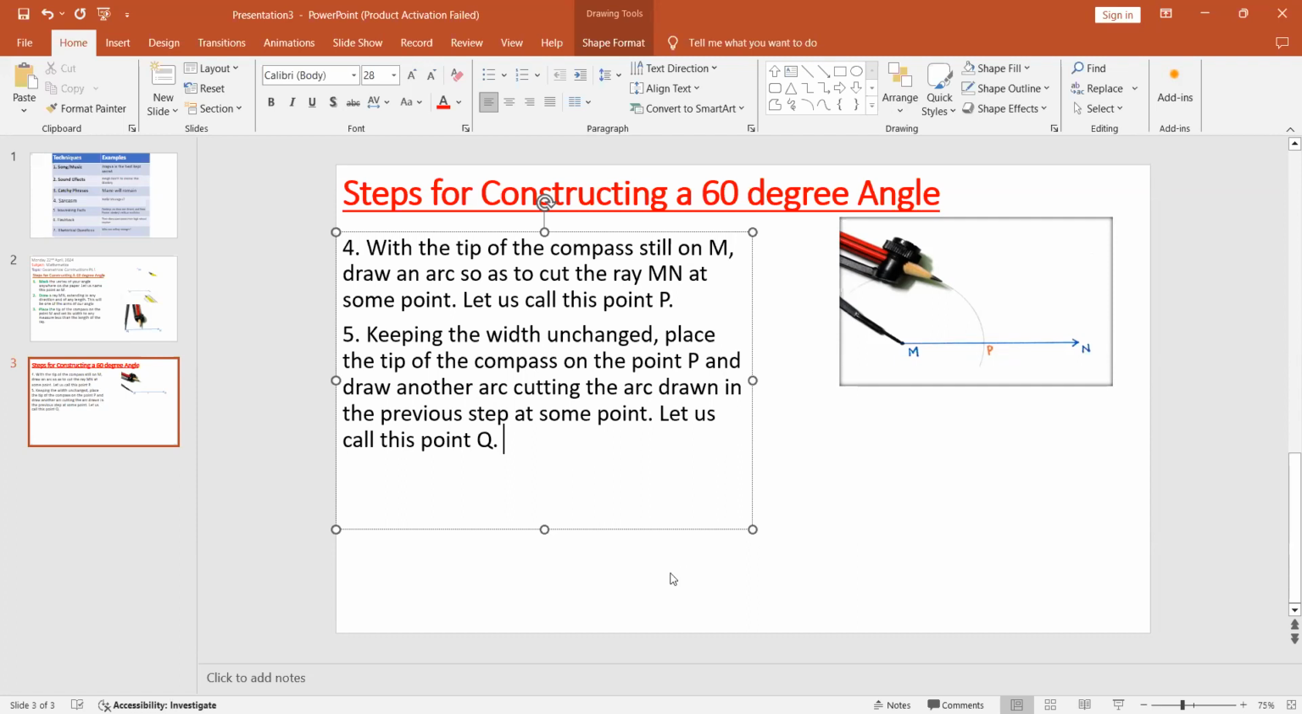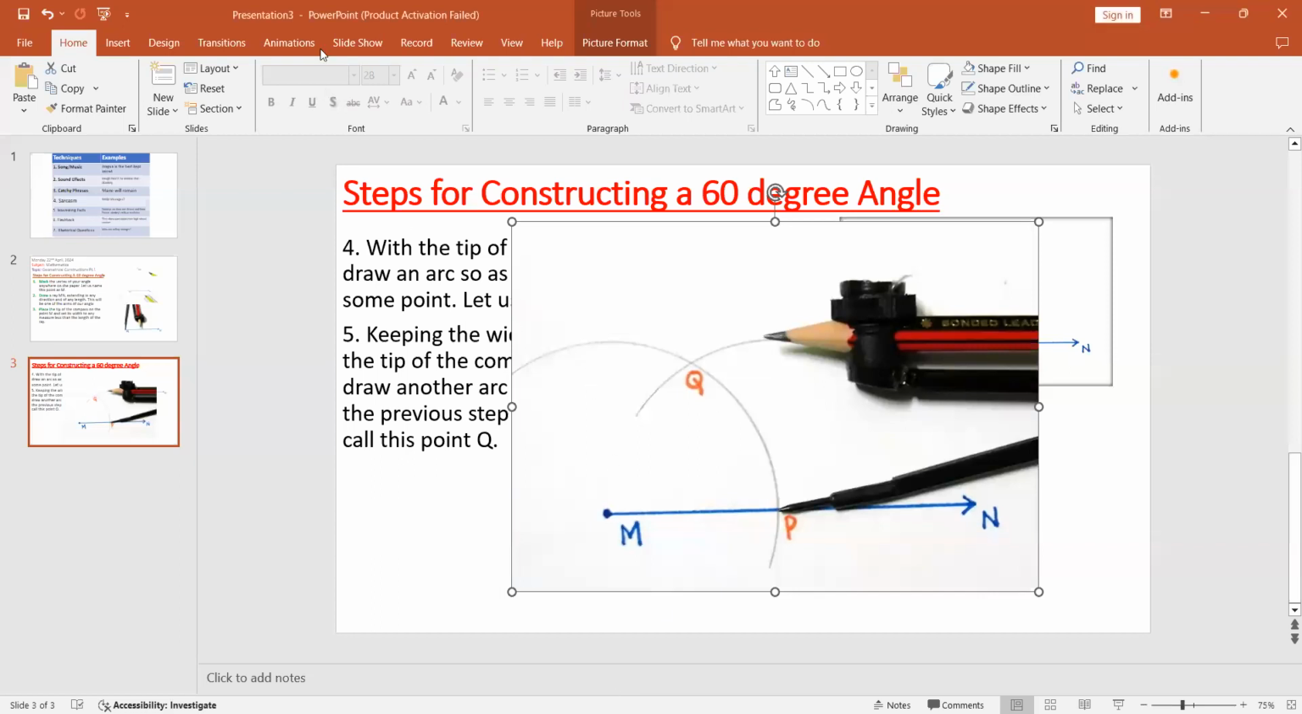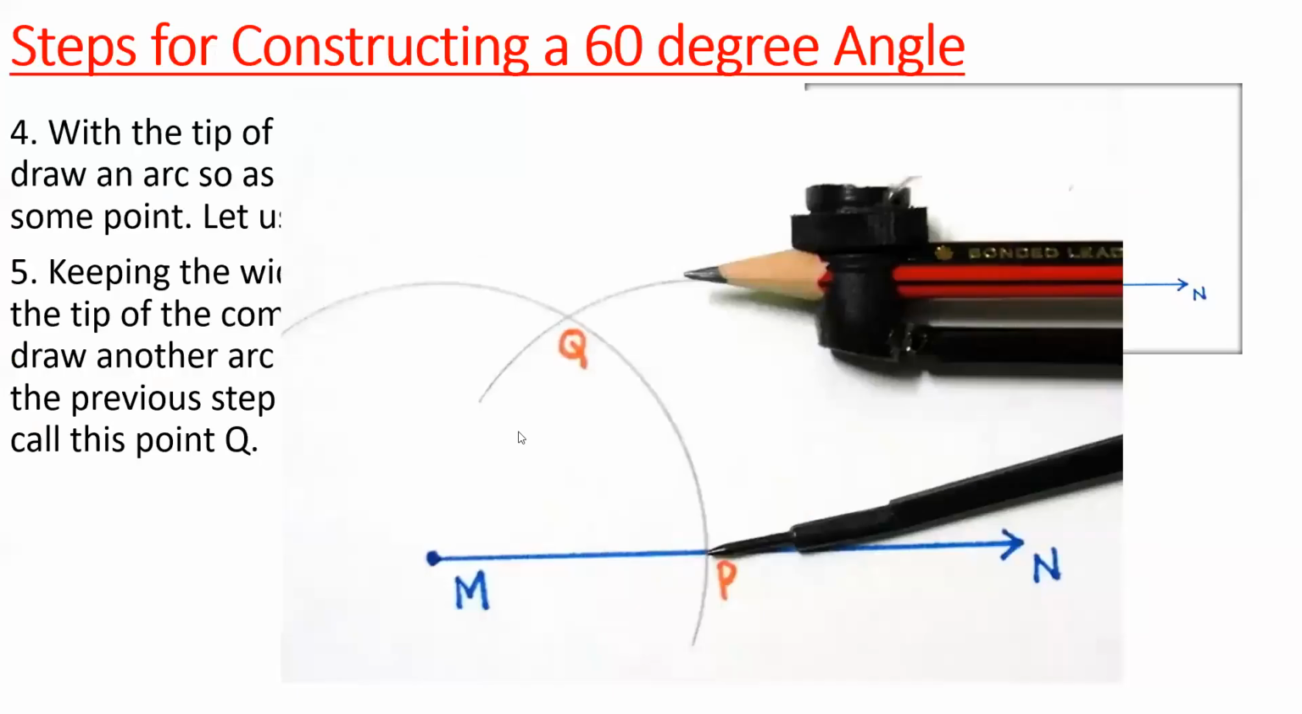So what we're going to do is keep the width of the compass. It's very important. Once you already set your compass to a certain length, you don't want to change it, because if you start changing the compass length, then it won't be 60 degrees. So keep the compass length the same. Let me just show you this.